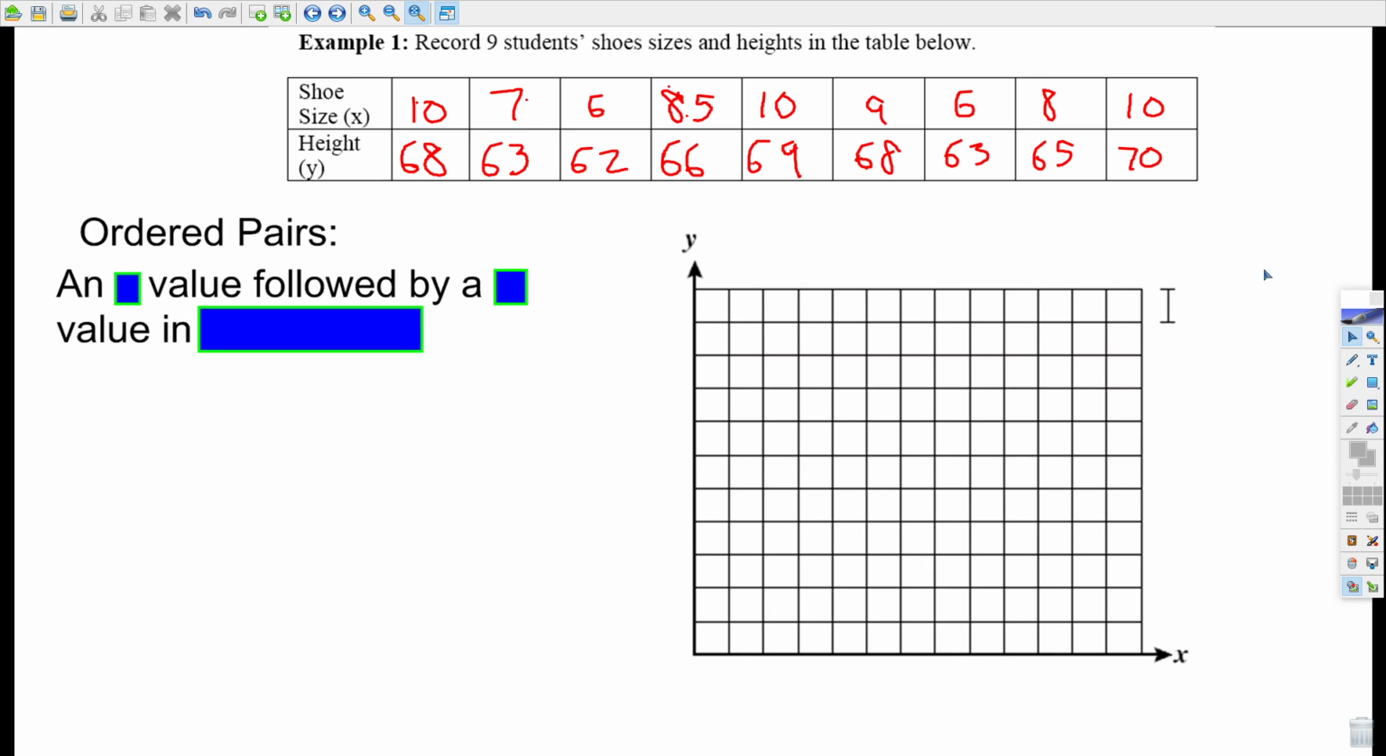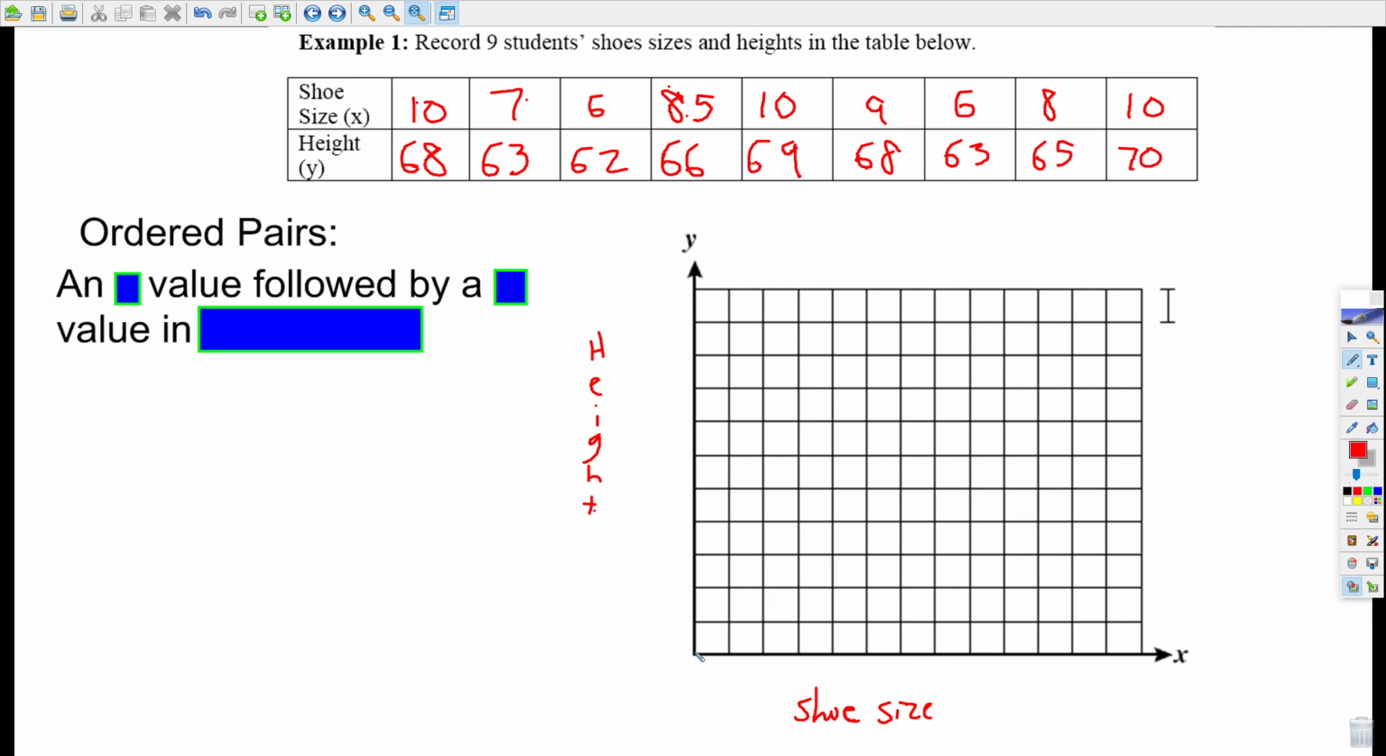So we're actually going to be plotting these points onto this graph to see what it looks like. The y values is your height, so let's label these. Height. And then the x values are shoe size. And let's see what we have to go by. So the height, we have to go from 60 to 70. And we got 1, 2, 3, 4, 5, 6, 7, 8, 9, 10. That's pretty good.